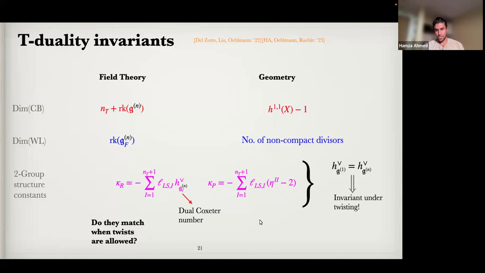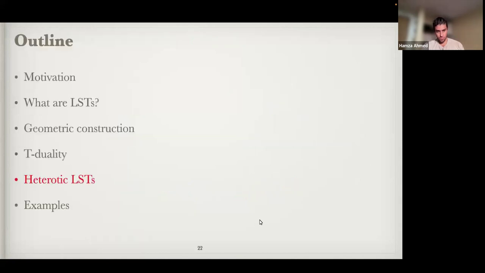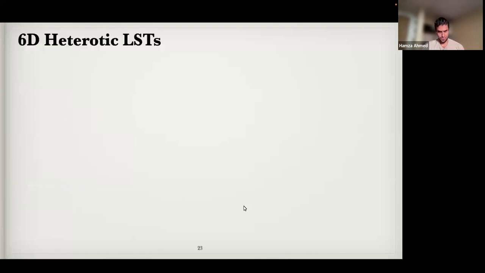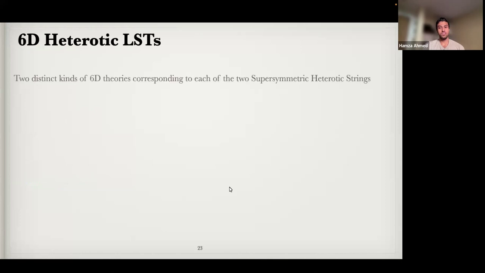All right, so now that I've defined for you what T-duality is, we can now talk about what heterotic little string theories in particular are. So, the 6D heterotic little string theories, they descend from the two known supersymmetric heterotic strings.